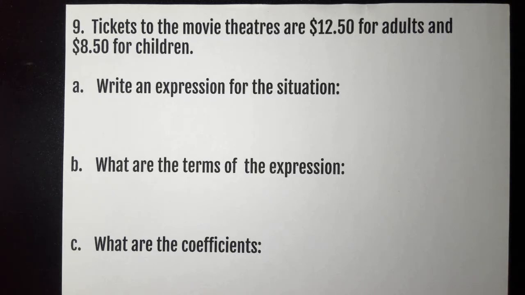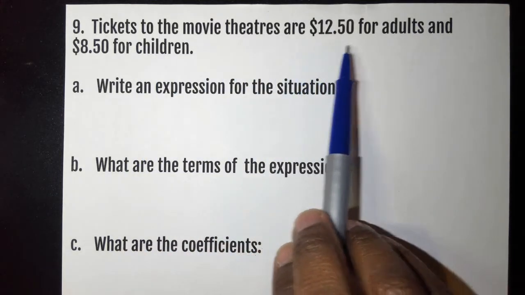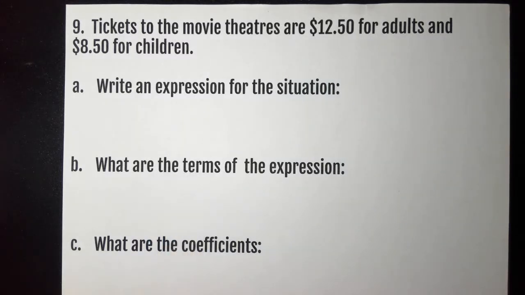This question is asking you about the vocabulary, so we want to make sure that you understand what each part of the equation is called and what it means. So this says, tickets to the movie theaters are $12.50 for adults and $8.50 for children. Part A, write an expression for the situation.